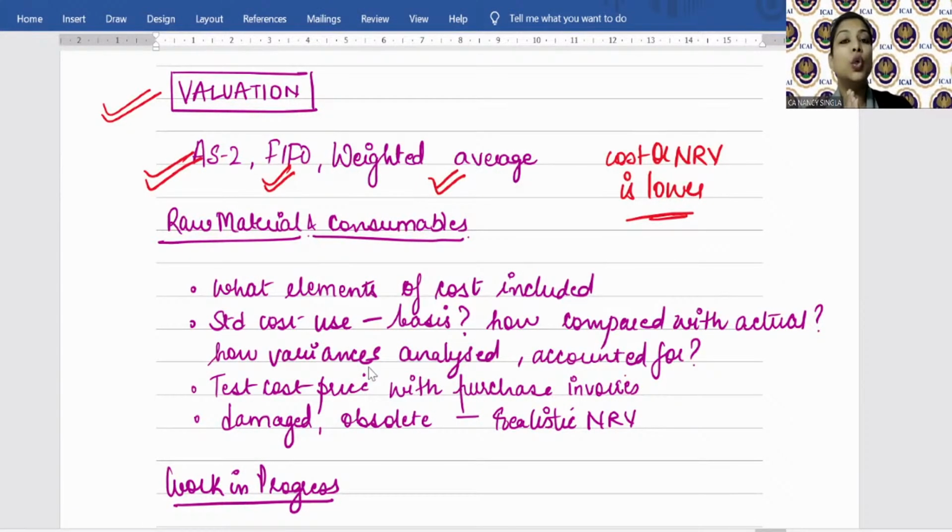So now we'll be discussing various audit procedures, and that is divided into three parts. With respect to raw materials and consumables, what are the audit procedures? What is the auditor going to verify? With respect to work in progress and with respect to your finished goods, what are the audit procedures the auditor will apply? So the thumb rule is what AS 2 says: either FIFO, first in first out, or weighted average, the company may follow that, right?